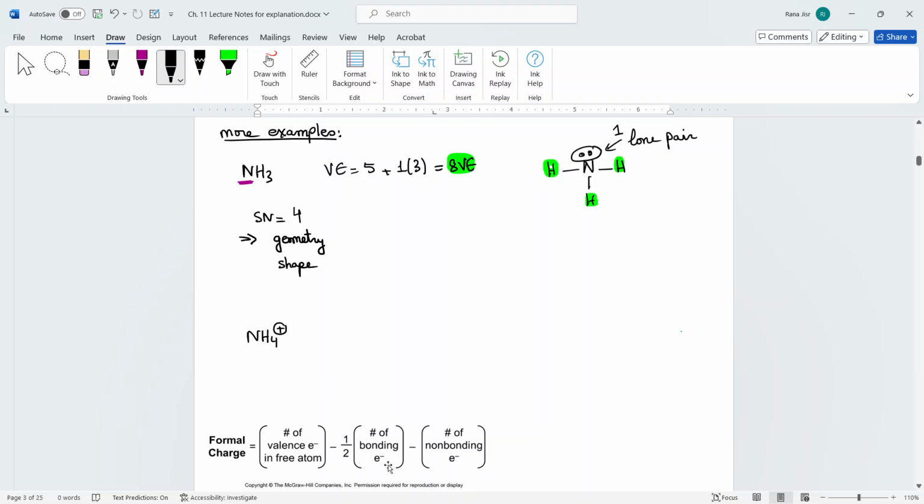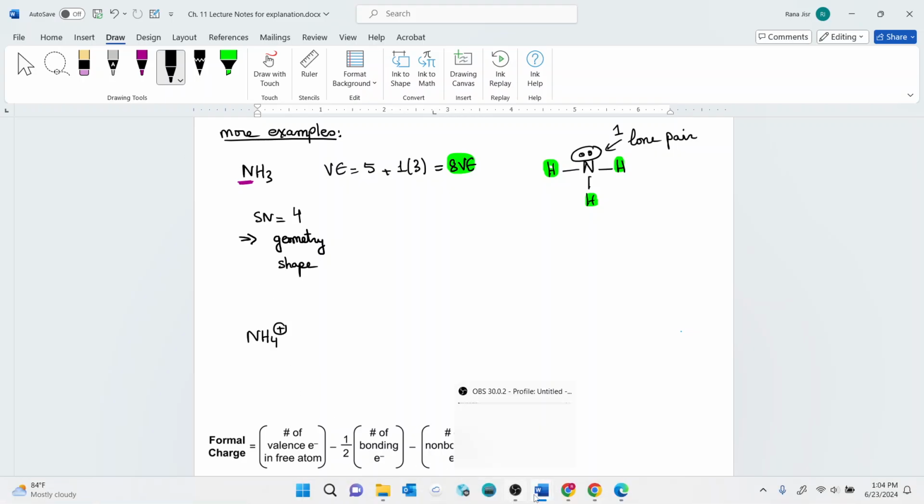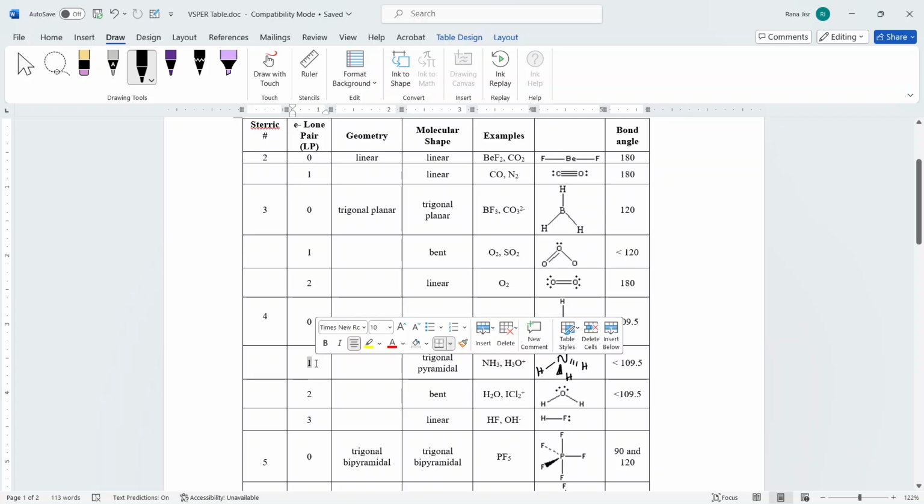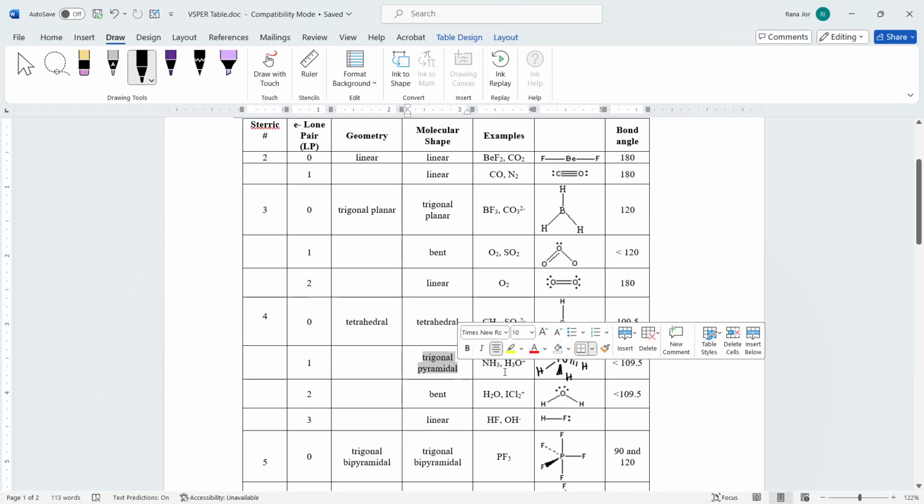So I go to the VSEPR table, and I am looking for a steric number of 4, and I am looking for a lone pair of 1. The geometry is tetrahedral, but since I have a lone pair, the geometry is going to be different than the molecular shape. So the shape here is going to look like a trigonal pyramidal.